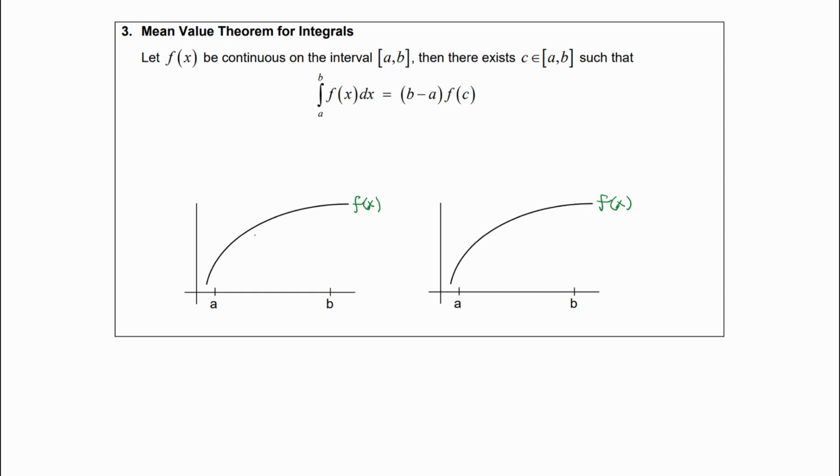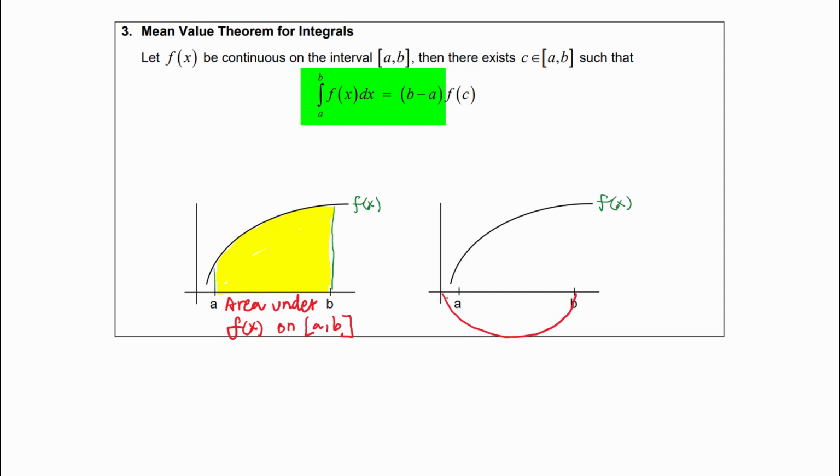Well, because right now my function is positive, the integral from a to b would mean the area under this curve, right? And they're saying the integral from a to b of f of x dx, which is the area under this curve on a to b, is equal to, they said, b minus a. This is b and this is a. So when you do b minus a, I get this. This is b minus a.